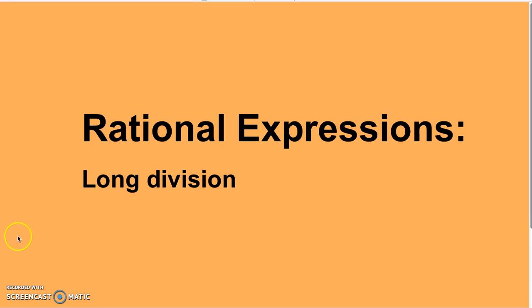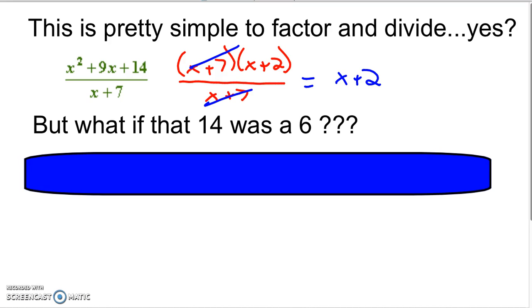This video is on long division of rational expressions. If you look at the green rational expression, which is one polynomial over another, it's pretty simple to factor and divide, right? We'd look at the top, x squared plus 9x plus 14, and this easily factors to x plus 7, x plus 2. Since the bottom is just x plus 7, the x plus 7's cancel, and we're left with x plus 2.